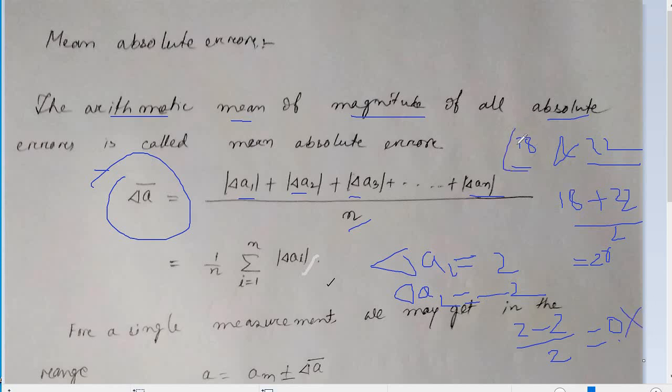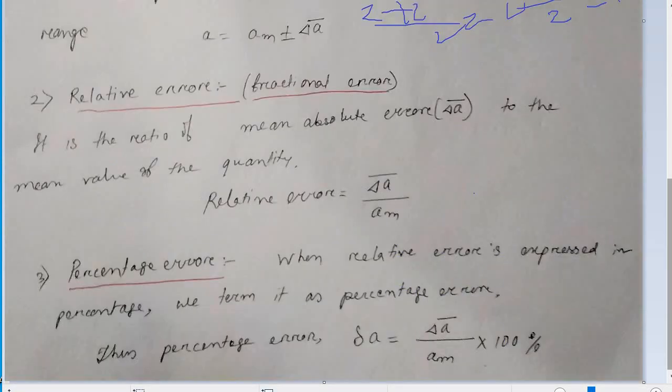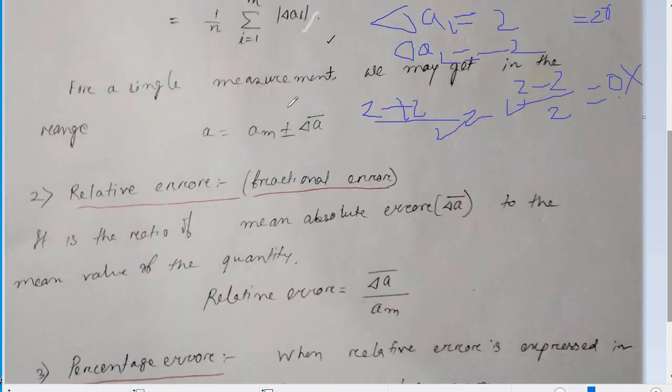For one measurement we are getting 18 centimeter and for another 22 centimeter, so in that case we take only the magnitude. If we take the magnitude, then 2 plus 2 divided by 2 is 2 centimeter here, right? So for any single measurement, we may get a value in the range a is equal to am plus or minus del a bar, where del a bar is the mean absolute error, right?